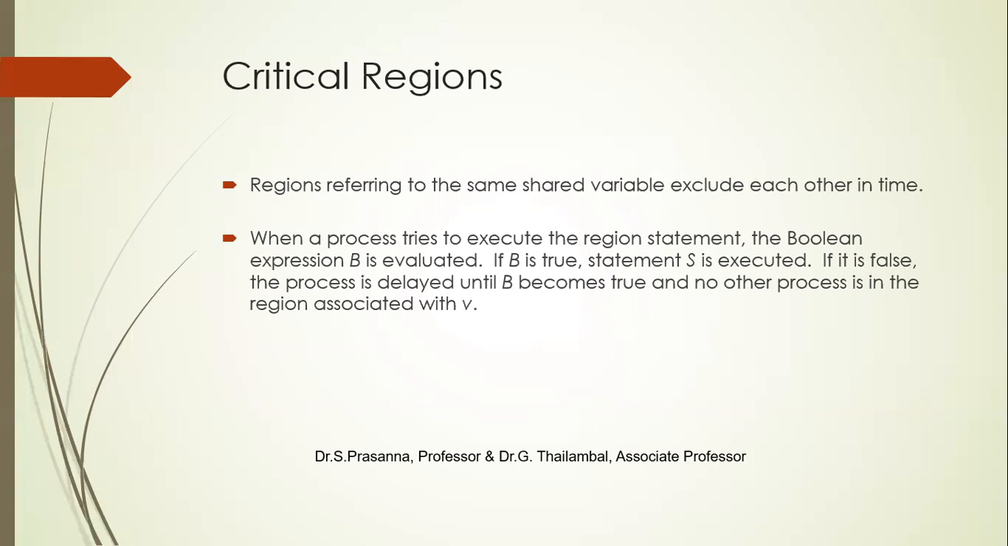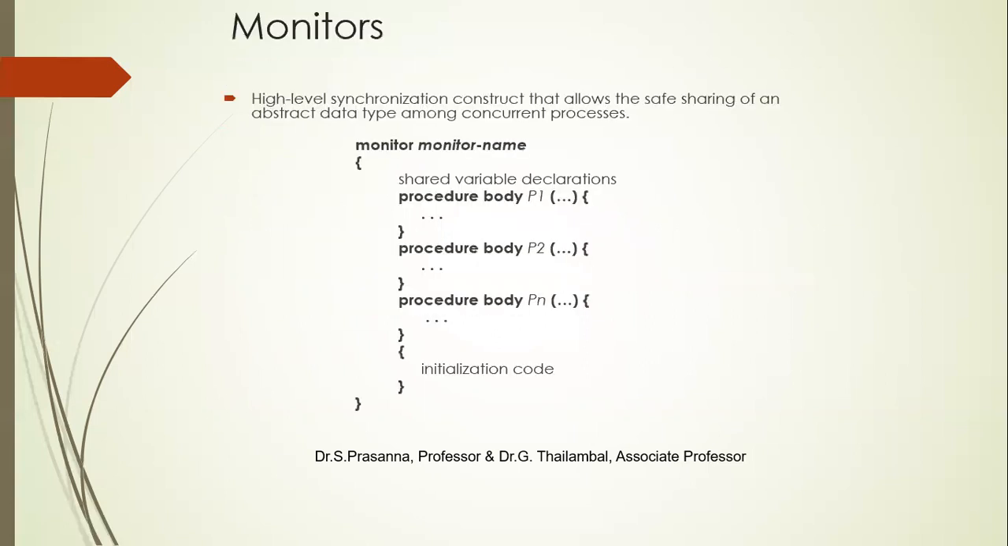When a process tries to execute the region statement, the Boolean expression B is evaluated. If B is true, statement S is executed. If it is false, the process is delayed until B becomes true and no other process is in the region associated with v. This is high-level synchronization.